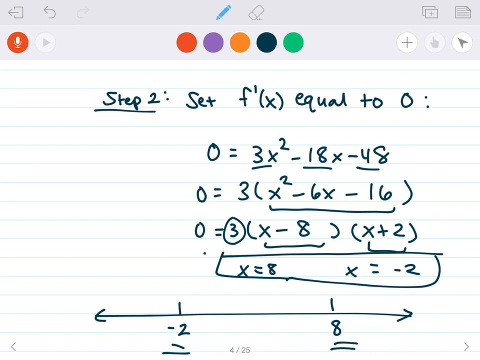So what we're going to do is plug in a number that's to the left of negative 2 first into the derivative to see whether or not we have a positive or negative y value. This is going to tell us whether the function is increasing or decreasing. If we get a positive number, it's increasing. If we get a negative number, it's decreasing. So we can take any number to the left of negative 2. I'm just going to be boring and pick negative 3.